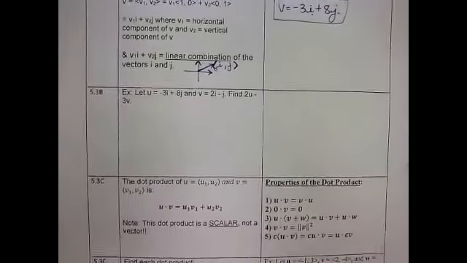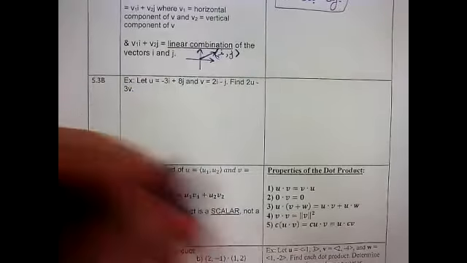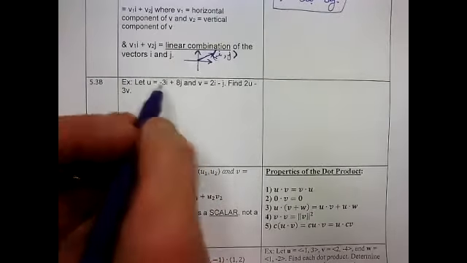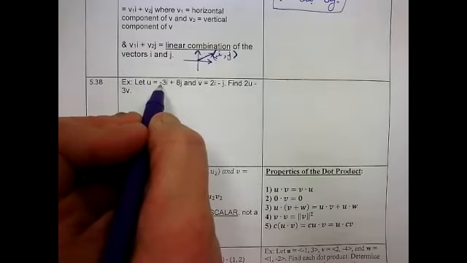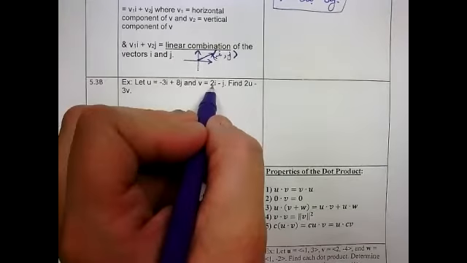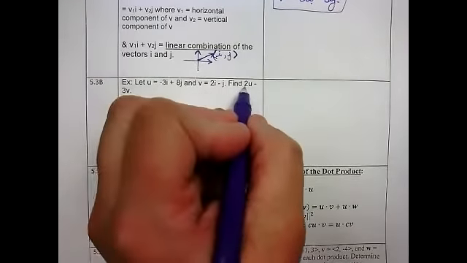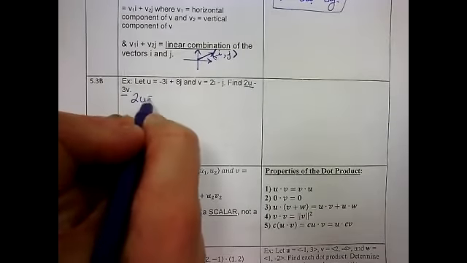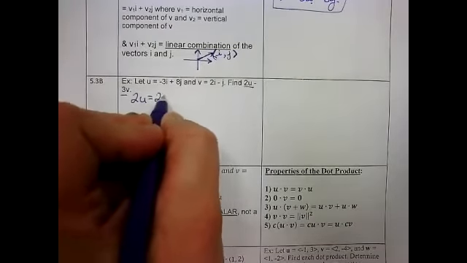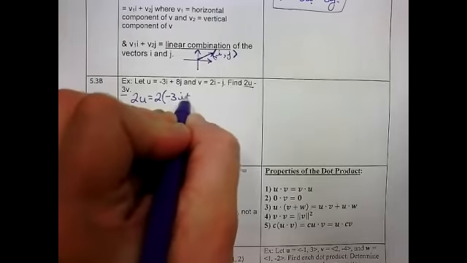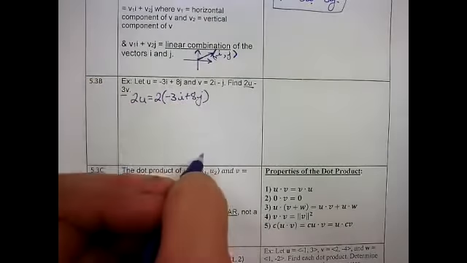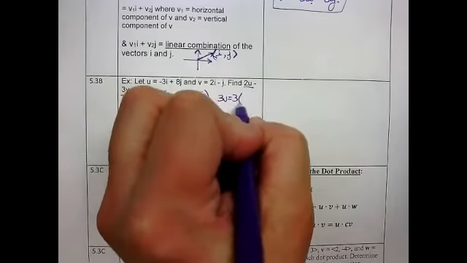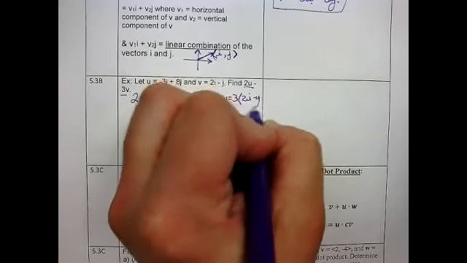So we can do operations with linear combinations just like we do with regular vectors. Here it gives us two linear combinations. These are just vectors. This vector is -3, 8, and this vector is 2, -1. It wants us to find 2u minus 3v. The first thing I'm going to do is find 2u. That's going to equal 2 times -3i plus 8j. And 3v is going to equal 3 times 2i minus j.